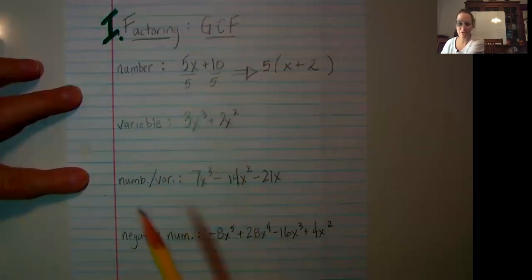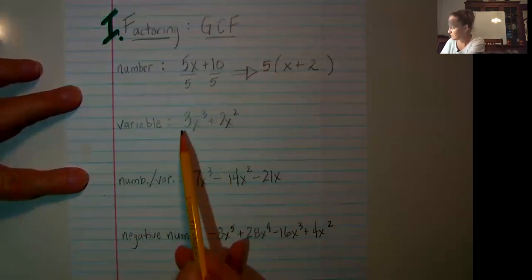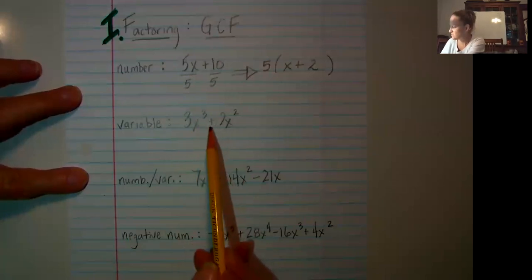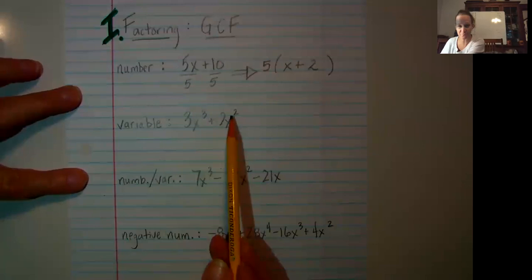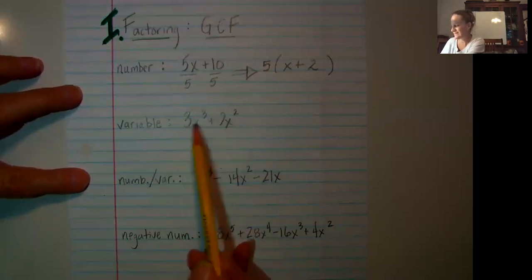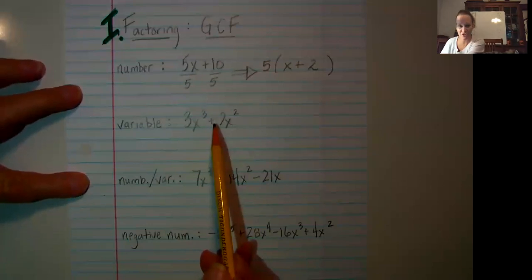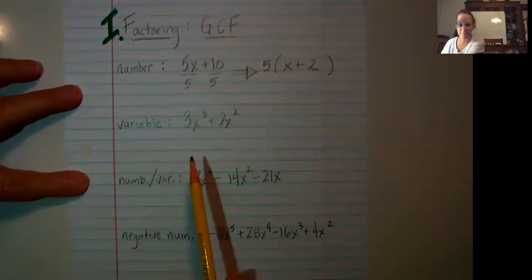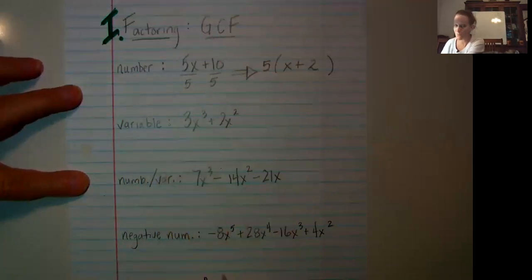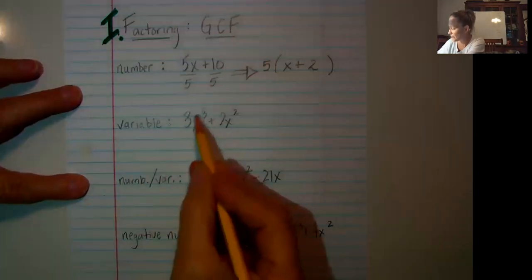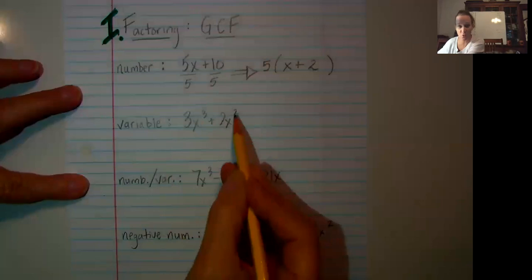Sometimes you might have a variable as a GCF. In my second example here, we have 3x to the third plus 2x squared. If we look at the numbers, 3 and 2, they don't have any common factors. So there's really nothing I can do with that, like I did up here with the 5. There's no numbers in common. However, this one, we notice, hopefully, there's some variables in common. This one has an x to the third, and this one has an x squared.